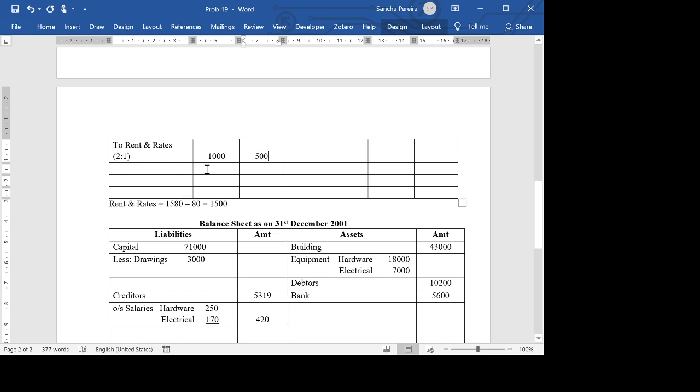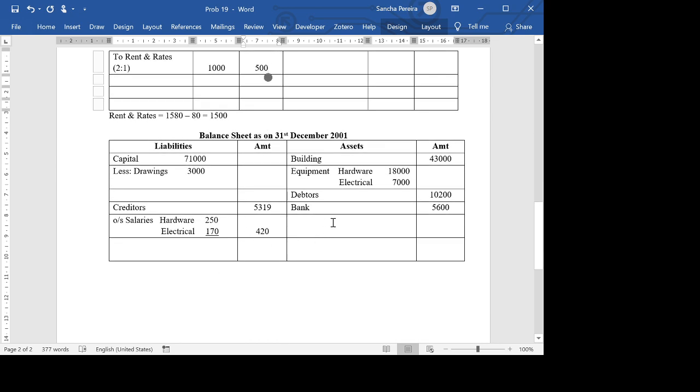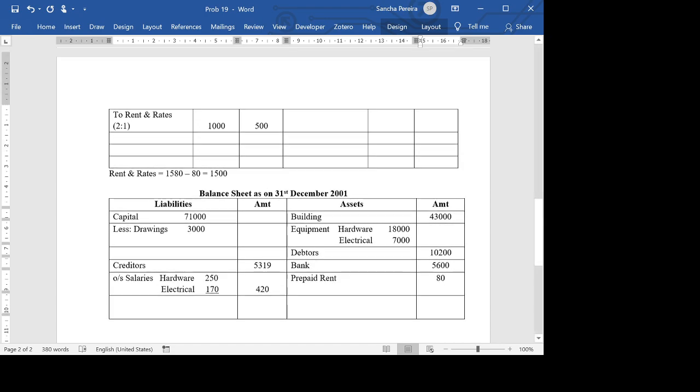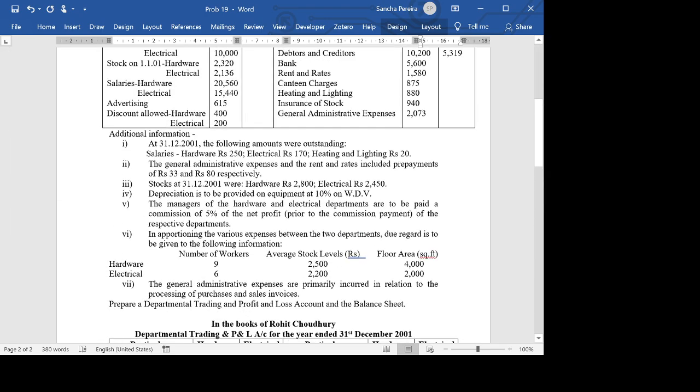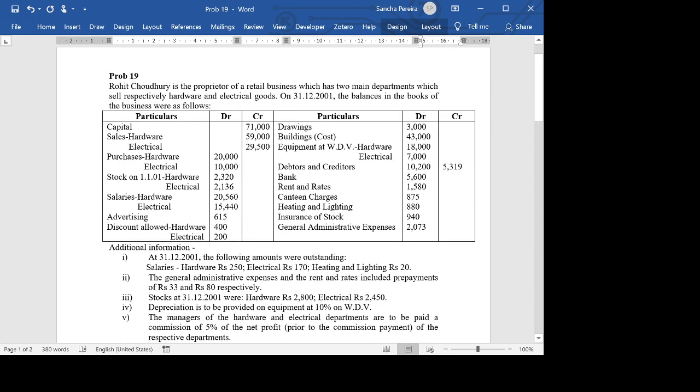We can't divide 1580 directly. We need to adjust the prepaid or adjust the outstanding and then divide. If this was outstanding, I would have added 80. Since it's prepaid, I'm minusing. At the same time, we also need to take prepaid rent and rates in the balance sheet. Prepaid rent, which is 80 rupees, since it's an asset. It's an asset because it's paid for next year.